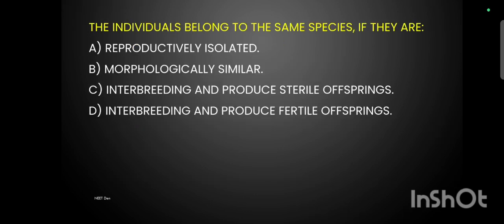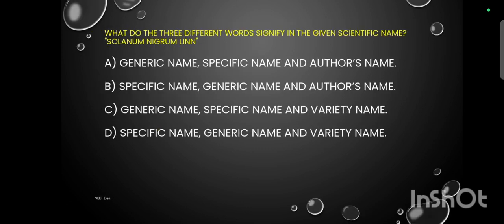Question: the individuals belong to the same species if they are A. reproductively isolated, B. morphologically similar, C. interbreeding and produce sterile offsprings, D. interbreeding and produce fertile offsprings. Here the option is D, that is interbreeding and produce fertile offsprings.